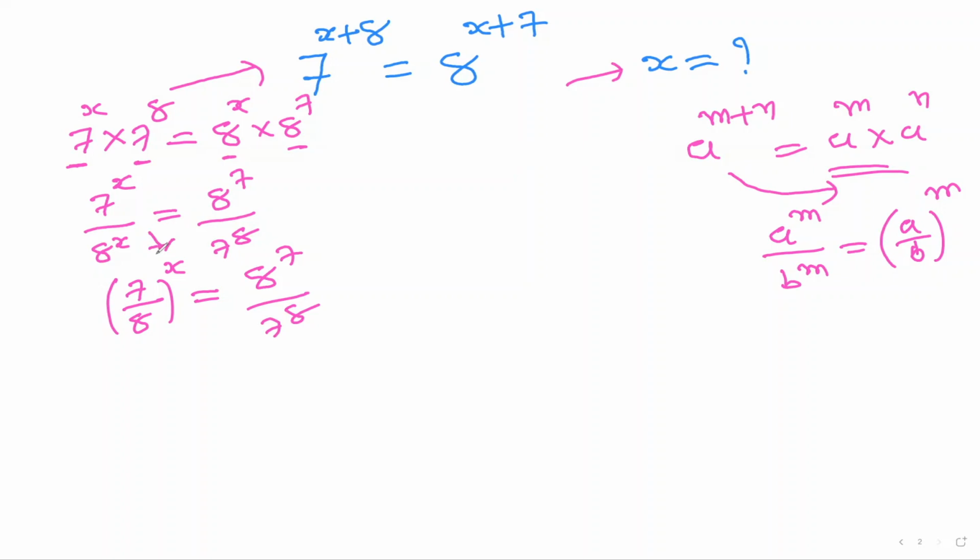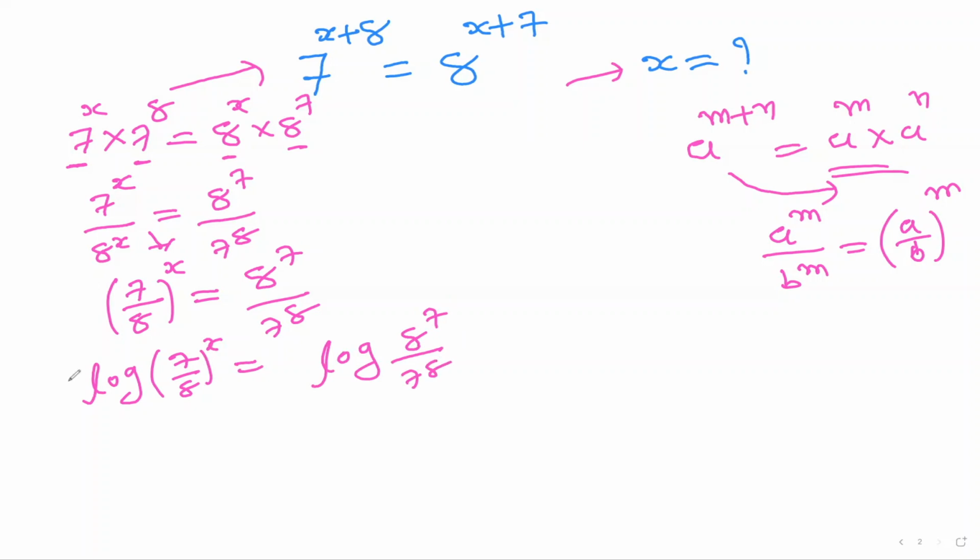So whenever the power is unknown, the best method is to take the log on both sides. So I'll be taking log of 7 upon 8 power x equal to log of 8 power 7 over 7 power 8.